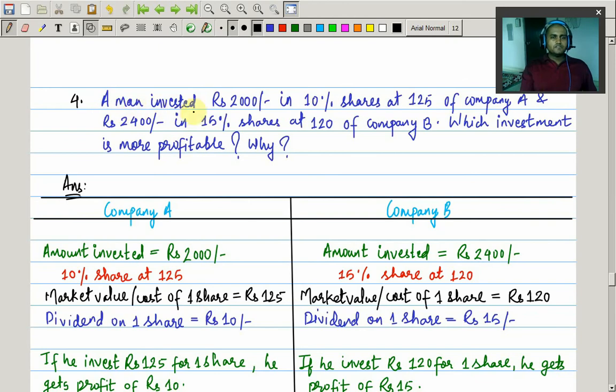A man invested rupees 2,000 in 10% share at 125 of a company A, and rupees 2,400 in 15% share at 120 of a company B. Which investment is more profitable and why?